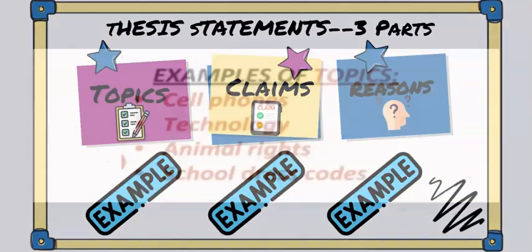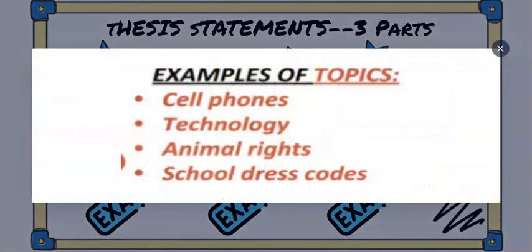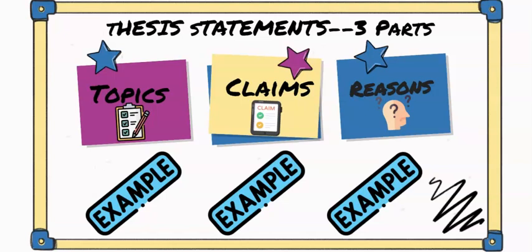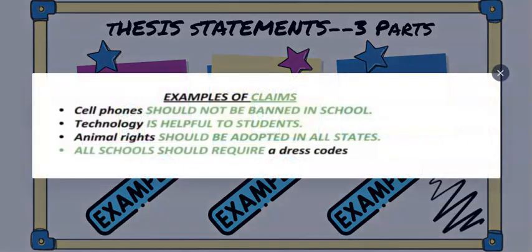Examples of some topics include cell phones, technology, animal rights, and school dress codes. Some examples of claims that go with those topics include: cell phones should not be banned in school. Technology is helpful to students. Animal rights should be adopted in all states. All schools should require a dress code.